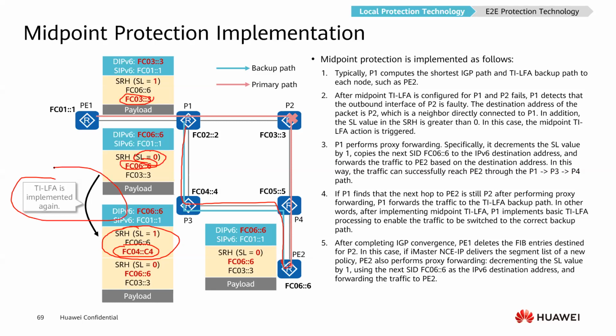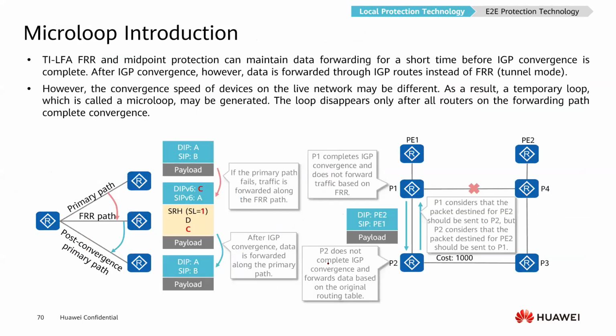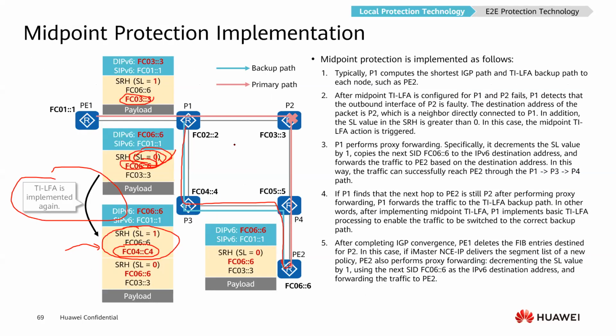Okay, but this is not always happening. Because my SL, segment left, is equal to 0, they have the chance to cause a micro loop. Then during that time, they will do the TI-LFA calculation again to add some SRH. But if the SL here is not 1, I will not do the TI-LFA. In special circumstances they will do it like this. Okay, so let's continue. That is the middle point protection.